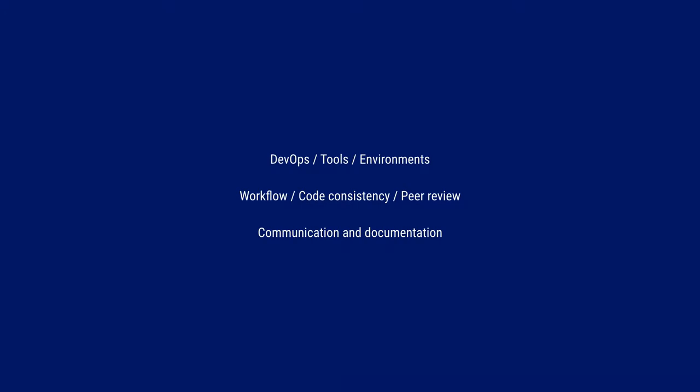Especially in the very early stages of the project, getting on the same page, even if you're an email or a Skype chat away, it's sometimes really hard to communicate and get a consensus about things that are crucial to the success of the project, like DevOps and tooling. Does everyone have their local environment set up the right way? Is everyone using the same workflows? Is your code consistent? Is someone reviewing your code? And just documenting everything. In the beginning of the project, it was pretty much the Wild Wild West.